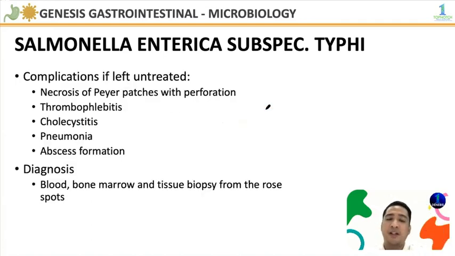So, what are the different complications of Salmonella infection if it is left untreated? There is necrosis of the Peyer's patches that will cause perforation. It is secondary to the endotoxin that triggers damage because of inflammation, thrombophlebitis, and cholecystitis. Some patients will have pneumonia and abscess formation.